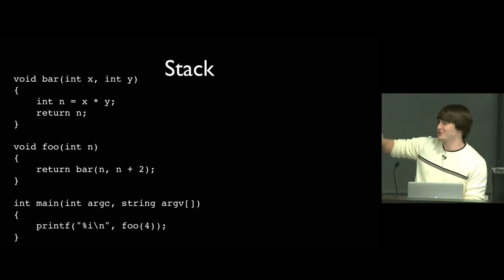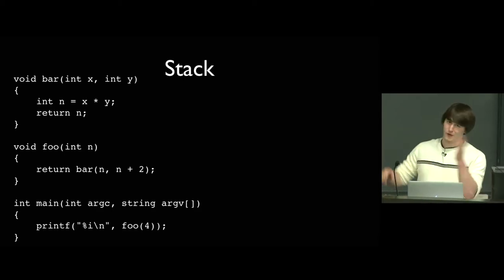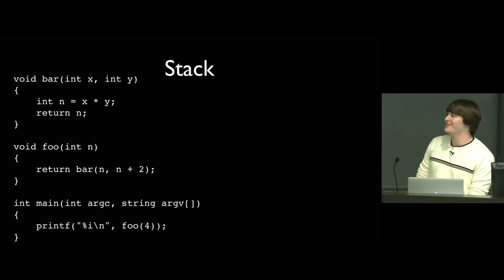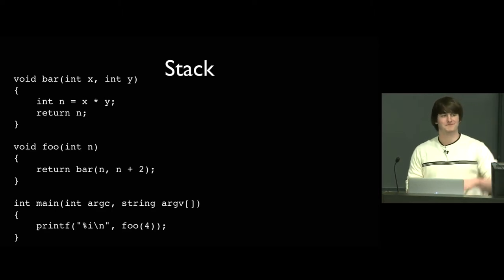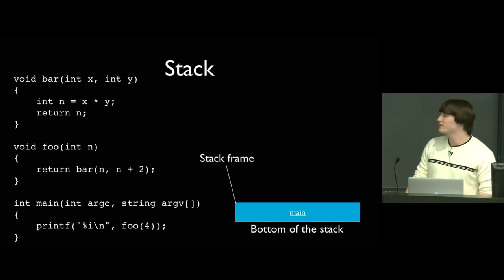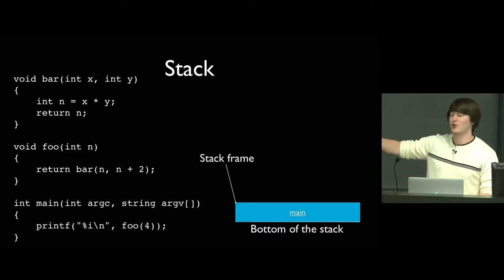Foo is just going to return the value of bar(4, 6). And bar is going to set some local variable n equal to 4 times 6, and then return n. So let's look at the stack throughout the actual execution of this program. So there's the bottom of our stack. Remember that the stack grows up. So at the bottom of our stack, we have a stack frame for main. When the program starts, main is always going to be at the bottom of our stack.